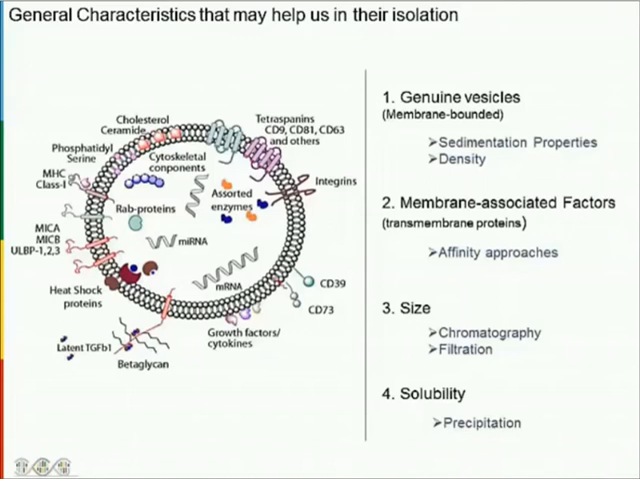Also, of course, there are membrane proteins and other membrane-associated factors associated with these vesicles. And maybe we could use an affinity type of method to grab these things and separate them out from other components of fluids. Also, these things are small. They're really tiny, of course, compared to whole cells, but they're pretty enormous compared to soluble molecules, for example. So maybe we can separate them on the basis of size.